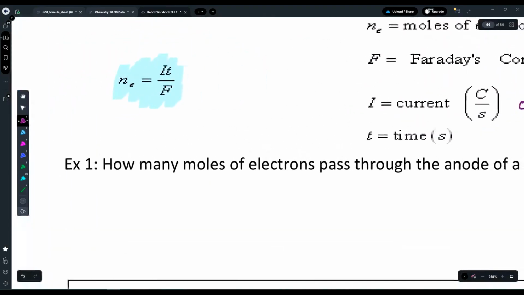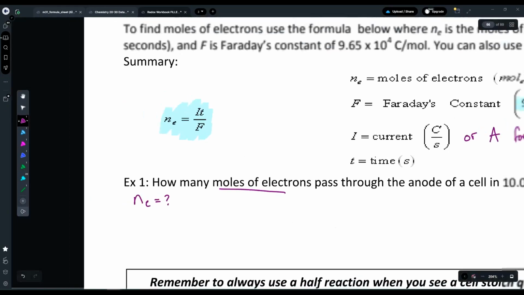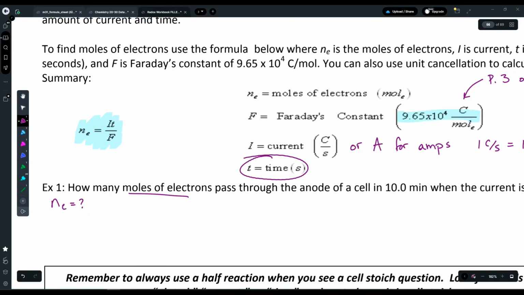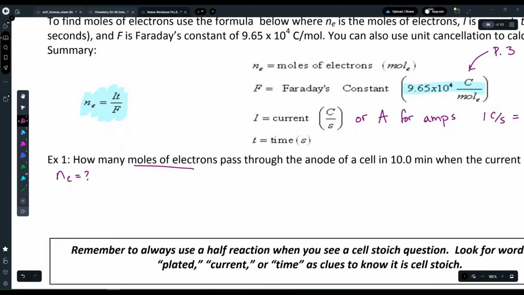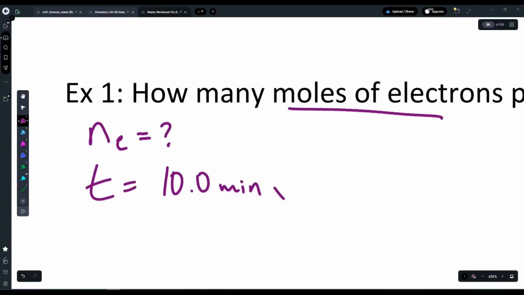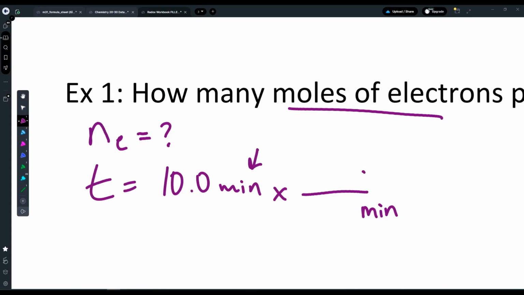All right, so because it's asking how many moles of electrons, that's what we're trying to figure out. So moles of electrons, we have no clue. But for the time, that's 10 minutes, but remember, time needs to be in seconds. So we've got to work on converting time from minutes to seconds. I'm going to use unit analysis to do this. Since minutes is on the top, how I'm going to cancel it out is by putting minutes on the bottom and then putting seconds in the only other spot available.